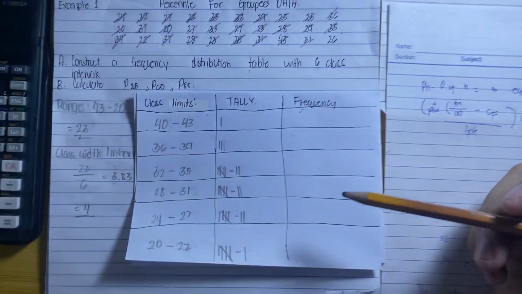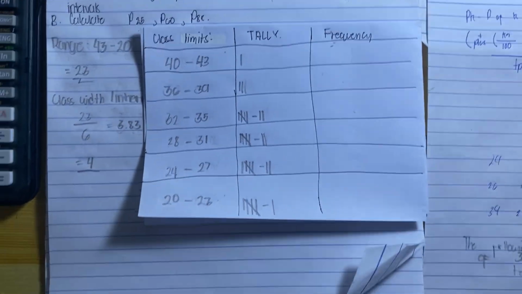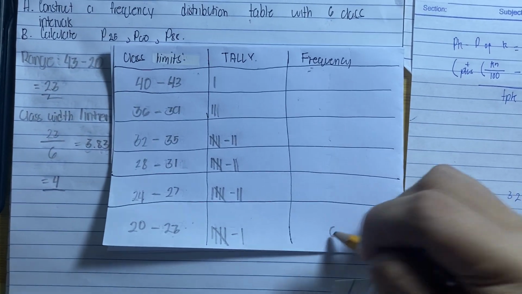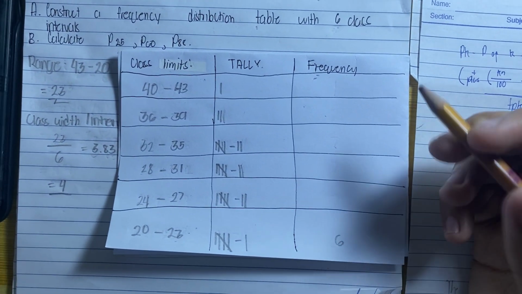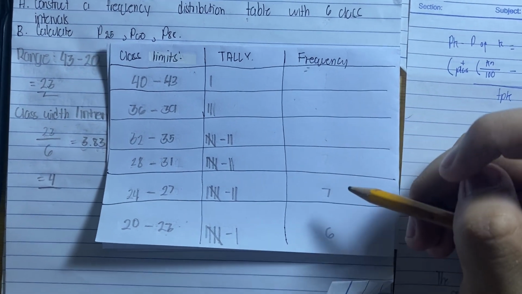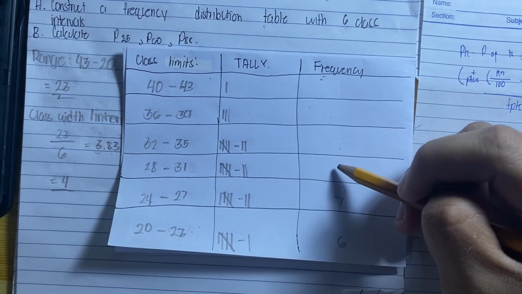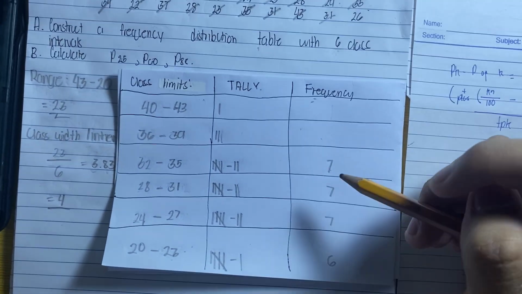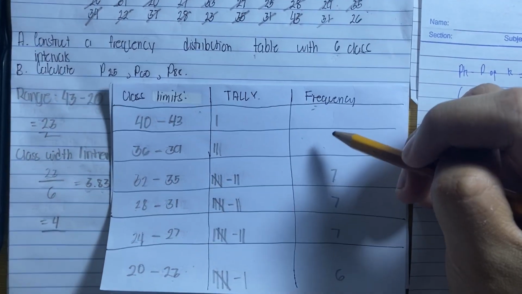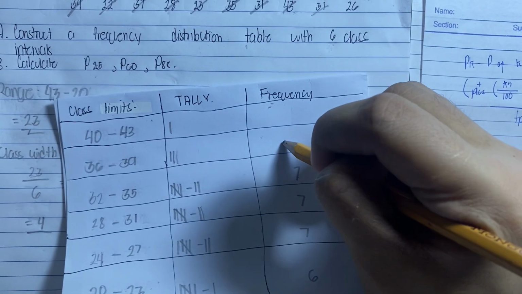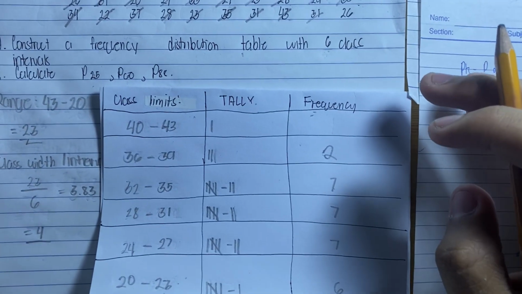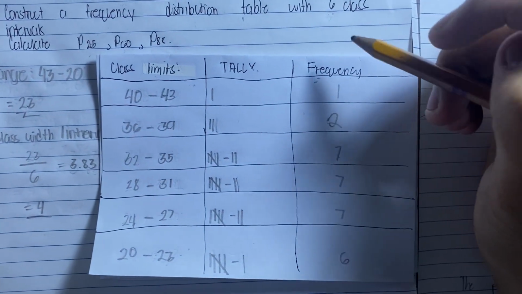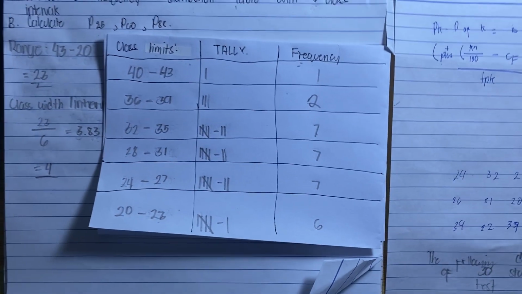Ito. So, ilang students yung nakakuha ng score from 20 to 23? So, the answer is 6. So, 24 to 27 naman is 7. From 28 to 31 is 7 din. 32 to 35 is 7 din. 36 to 39 is dalawa lang. So, it is 2. From 40 to 43, isa lang ang nakuha ng score na ganon. So, 30 students.